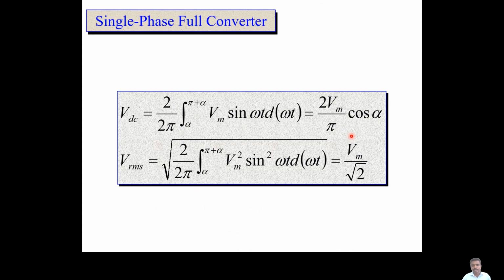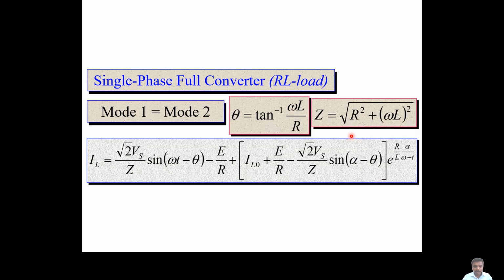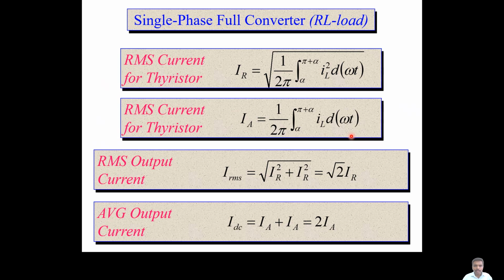The output voltage equation we can see is the average output voltage, 2 Vm by pi cos alpha. And we can see the RMS voltage also, Vm by root 2. And these are the mode 1, mode 2 operations when connected with RL load. The RMS current of the thyristor is calculated as shown here, and the average output current is also shown here. You can see IDC, IRMS, IA and IR.